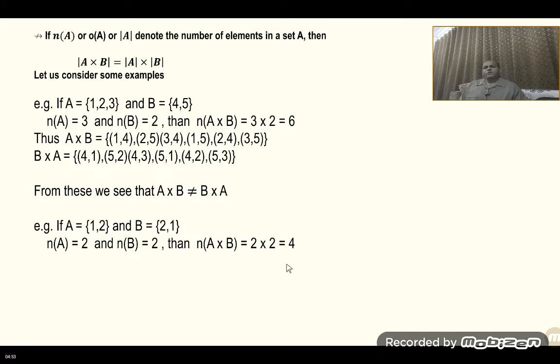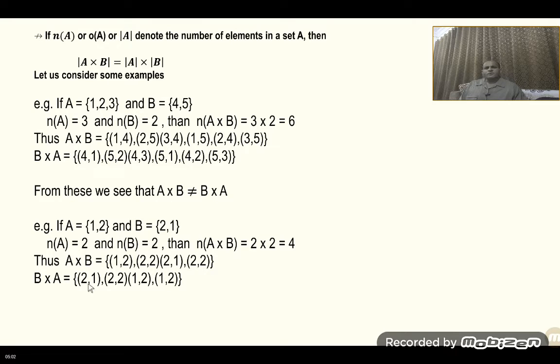A cross B will equal {(1,1), (1,2), (2,1), (2,2)}. Similarly, B cross A will equal the same set. (2,1) of course exists in A cross B, (2,2) exists there, (1,2) is already available, and (1,1) exists there in A cross B. So we see that if both sets represent the same set, then their Cartesian product will be the same.